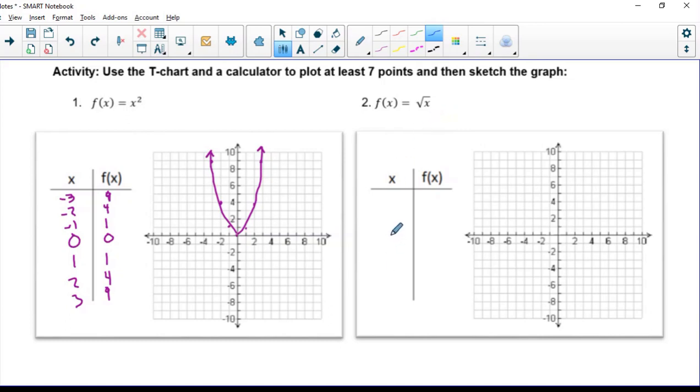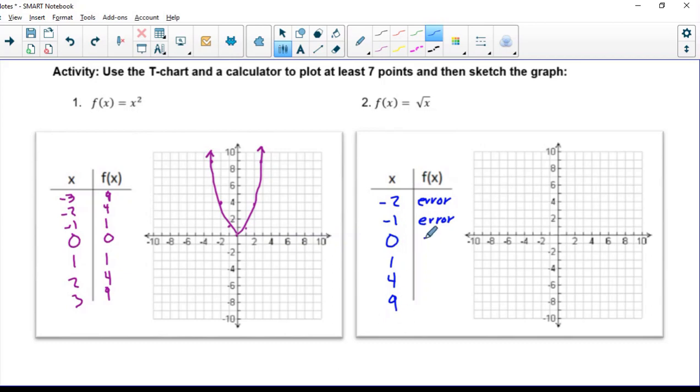So for the next one, this is f of x equals square root of x. Again, I just want to use some easy numbers here. I'm going to use numbers that are easy to square root, like 0 and 1 and -1. 4 is easy to square root, 9 is easy to square root, and let's do -2. So if I take my calculator and type in square root of -2, that's going to give me an error, right? I can't square root a negative number. Same thing if I type in -1 and press the square root button, that's also going to give me an error. So these first two I really can't do.